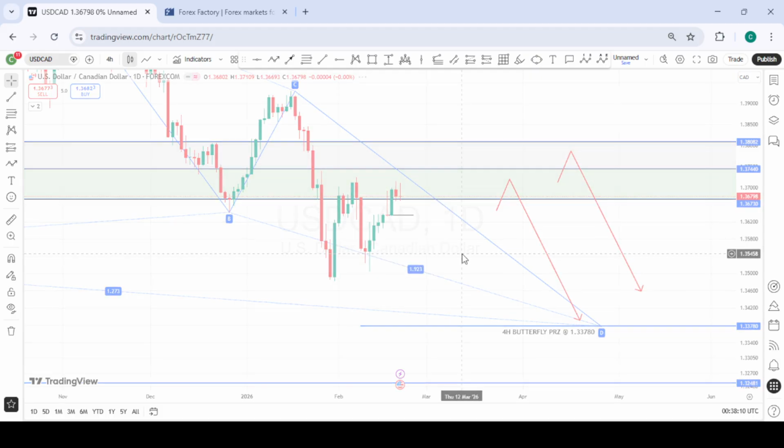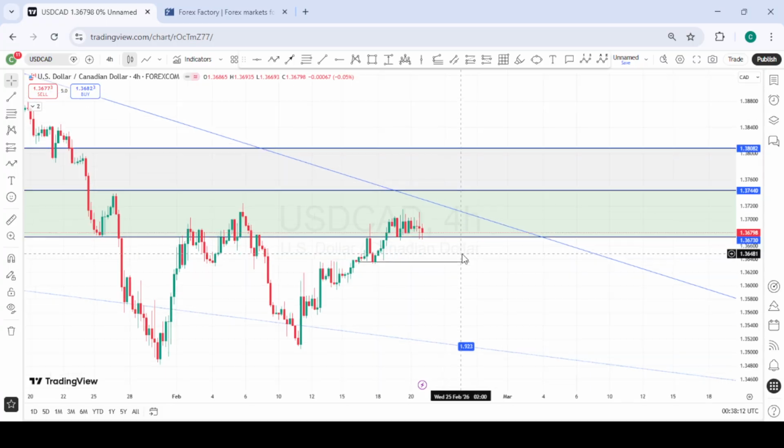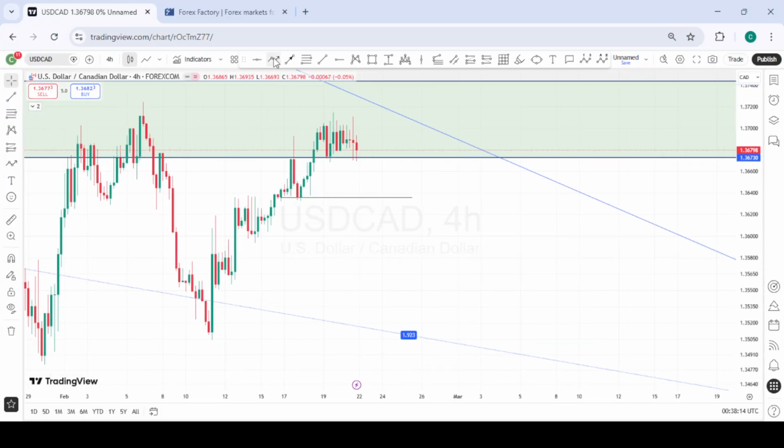So dropping to the 4-hour time frame, should we get something like a strong shift? Should we get something like a 4-hour candle closure below this 4-hour structure?